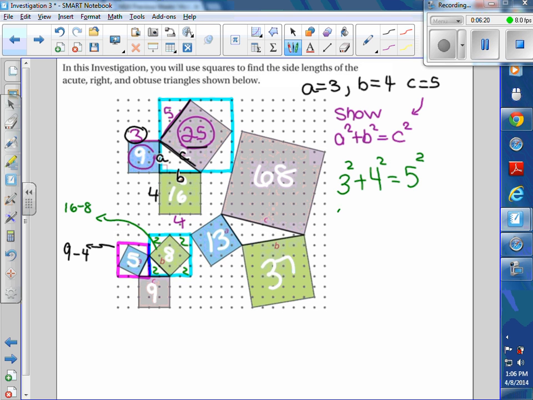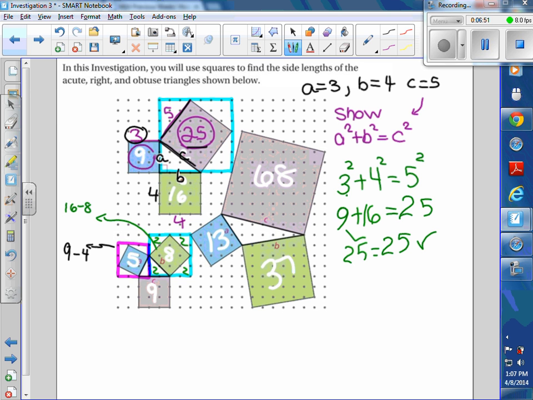Like 3 times 3 is 9, and that was the area of one square. 4 times 4 is 16. 5 times 5 is 25. And it's true that this adds up to 25. So you're just showing that the square roots, when you square them, you get the same thing. Because remember, that little exponent means multiply 3 by itself, right?